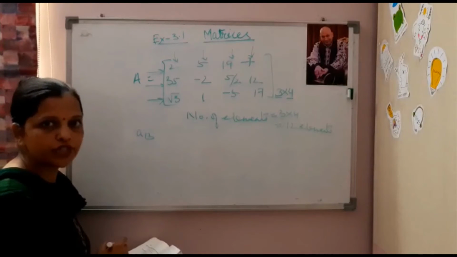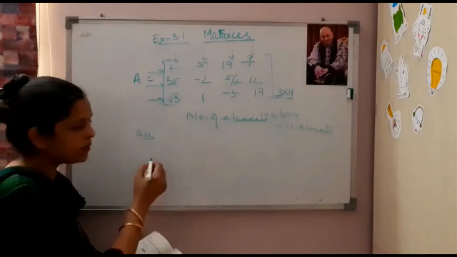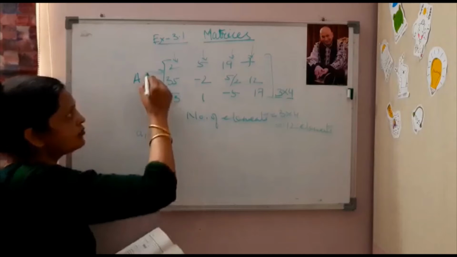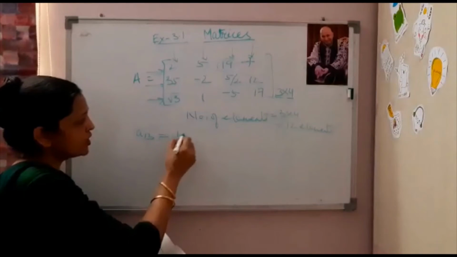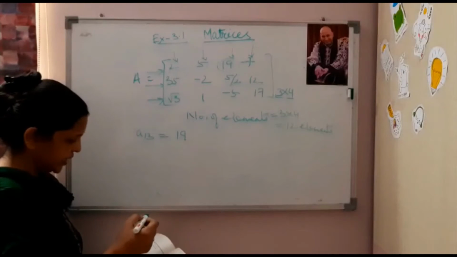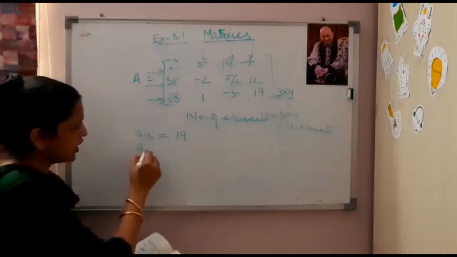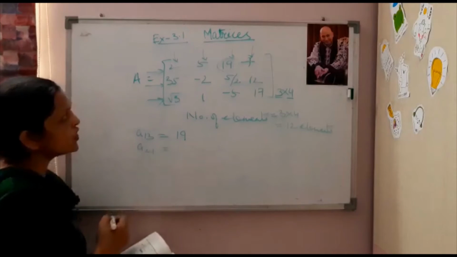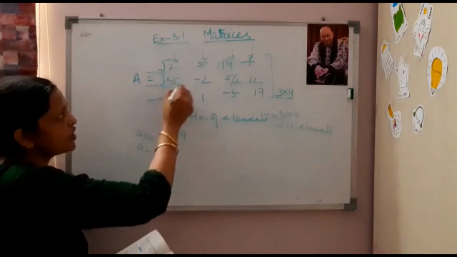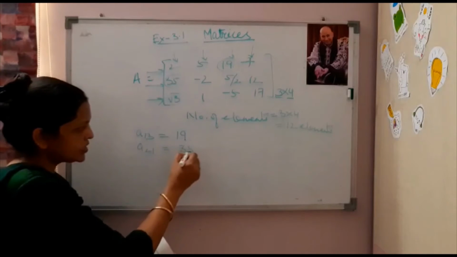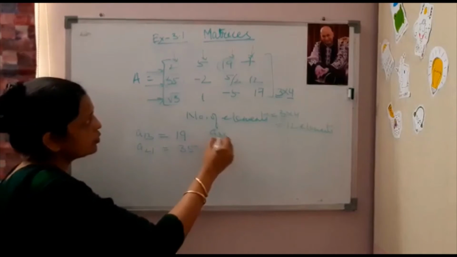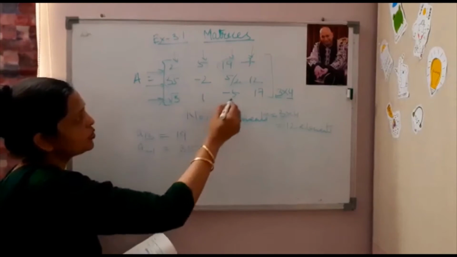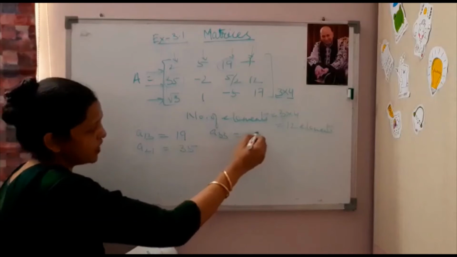अभी मैंने आपको पोजीशन समझाई थी. A13 मतलब फर्स्ट रो थर्ड कॉलम, फर्स्ट रो का थर्ड कॉलम that is 19. So A13 is your 19. Next is your A21. A21 second row first column. Second row first column is 35. That is 35. Next is your A33, third row third column. Third row third column is -5.